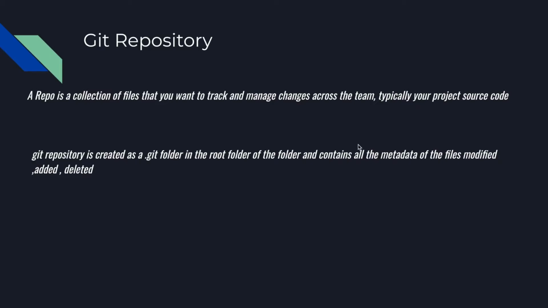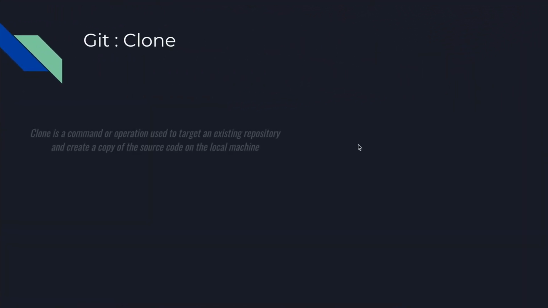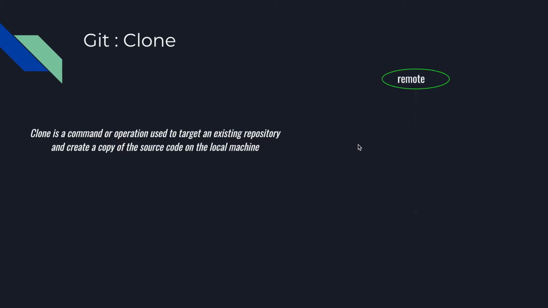We hear a lot about cloning. Git clone refers to the operation wherein a target repository is cloned or copied to the current folder on the local system. Once the clone is done, the developer can go ahead with his changes for the features or the bug he has been working on.